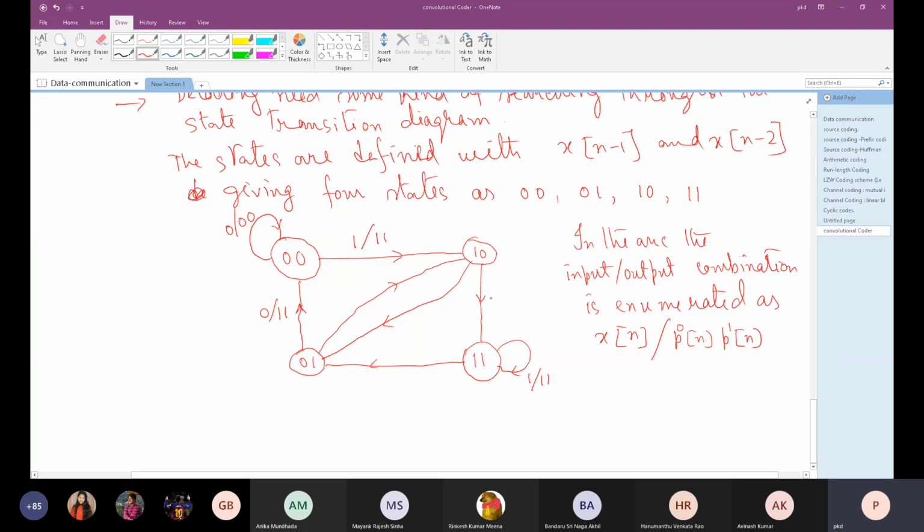Similarly, here, if we push a 1, what will happen? This becomes 1, 1. But then one output will be 0 and another output will be 1. Similarly, in this case, an input 0 has to be pushed so that a 0 is inserted. So 0 is the input, and correspondingly we have 0 and 1, that is 0 slash 0, 1.